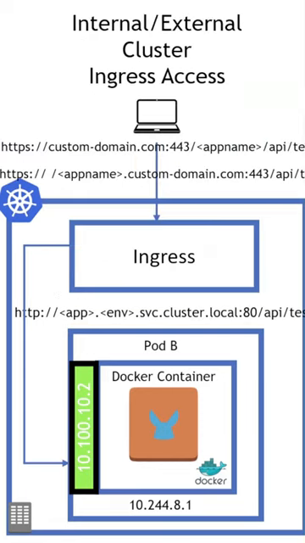When accessing the apps outside the cluster, use ingress. The first URL can be used when the TLS certificate does not have a wildcard domain. The second one can be used when the TLS certificate has a wildcard domain.